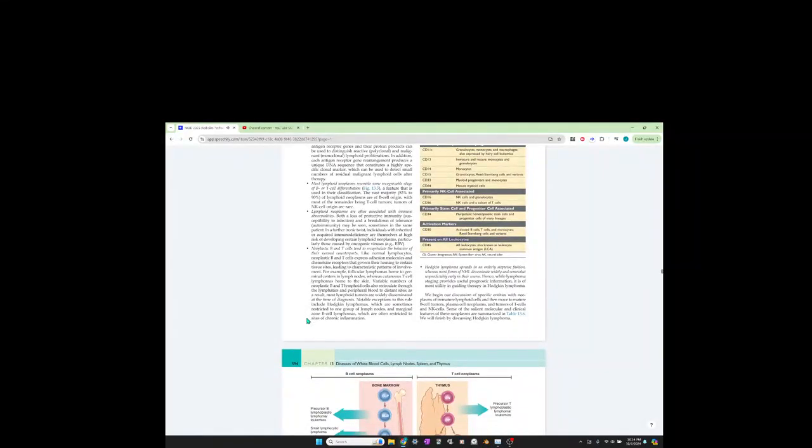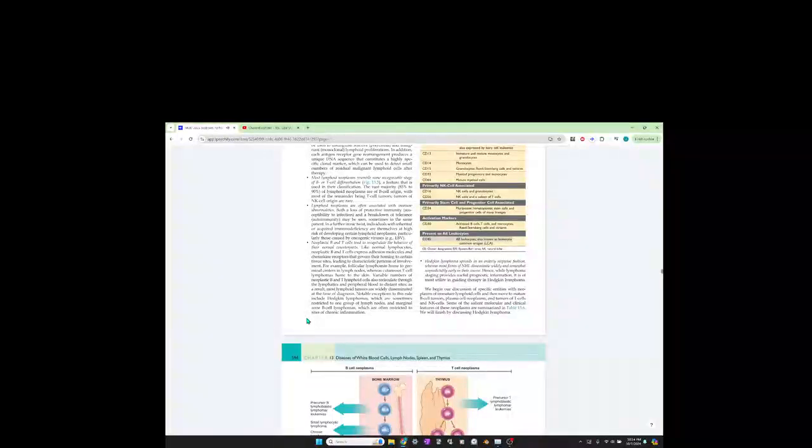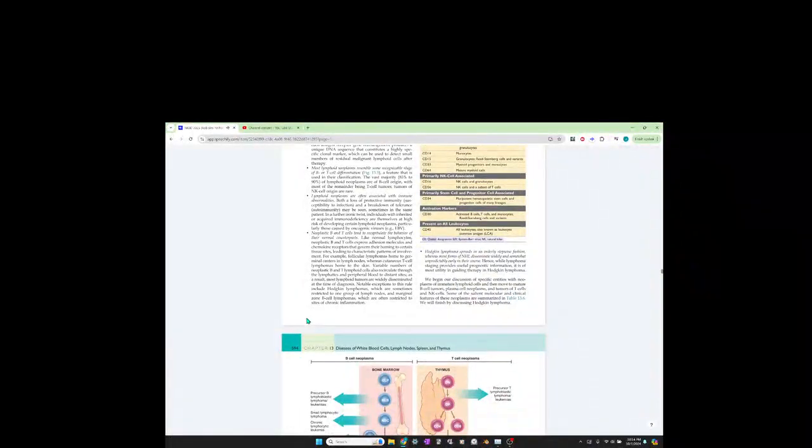Activation markers: CD30, activated B cells, T cells, and monocytes, Reed-Sternberg cells and variants. CD45, or leukocyte common antigen, is present on all leukocytes. CD, cluster designation. EBV, Epstein-Barr virus. NK, natural killer.